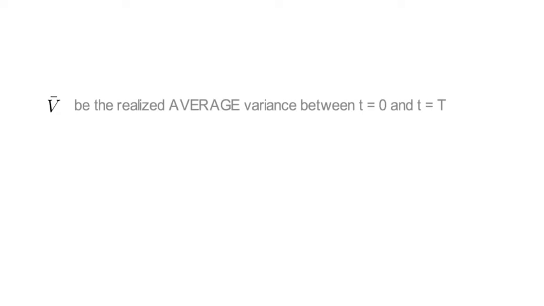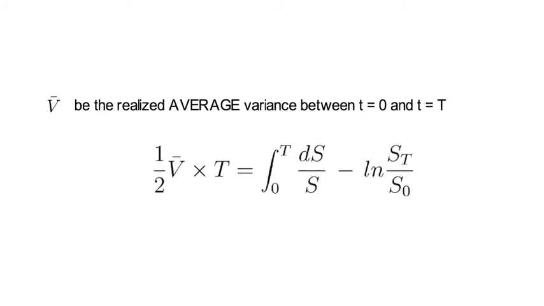Now let V upper bar be the realized average variance between t equals 0 and capital T. Mathematically, that coincides with the time integration of the last equation. Hence, integrating the last equation, we get the following: 1/2 V upper bar times T. It's the integration of the left-hand side rewritten so that V upper bar is the average of realized variance. That's why we also multiplied with T to get the realized variance on the left-hand side. And then we end up on the right-hand side with the integral from 0 to T of dS over S minus the integral of d ln S, which is simply the log of S_T divided by S_0.